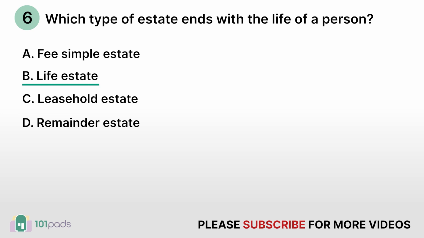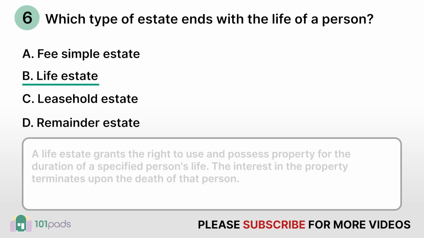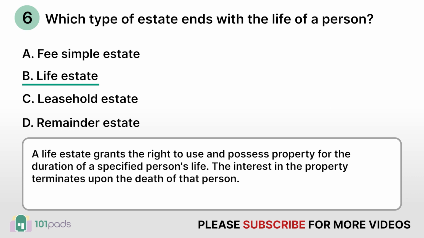The answer is B. Life estate. A life estate grants the right to use and possess property for the duration of a specified person's life. The interest in the property terminates upon the death of that person.